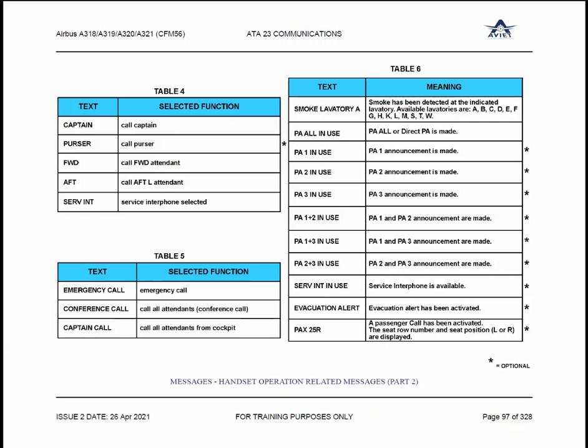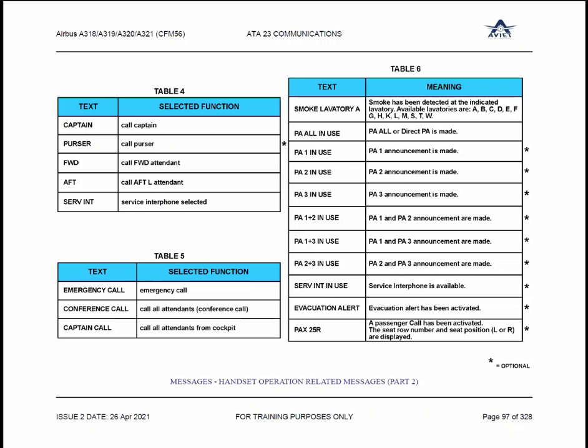Laboratory is smoke. AIP also you will get message. Got it? It's simple. So this amber color light has two functions, normal call and smoke.